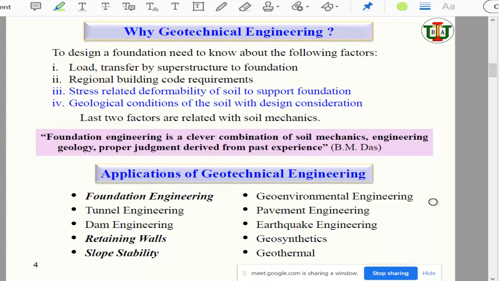And finally, the geological condition of the soil with design consideration, right? Geological condition. Like in different geological locations, you'll find different soil properties and different ground conditions, right? So based on this geological condition, you need to consider the design parameters also. Suppose you maybe have some idea about structural analysis, right? Wind and earthquake, right?